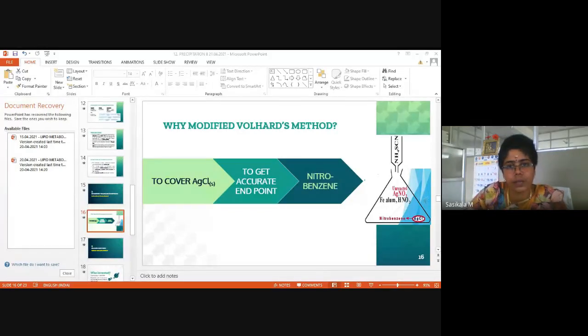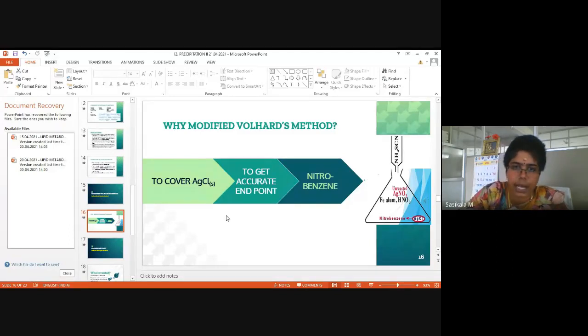How does nitrobenzene cover the silver chloride? Since it is a thick, somewhat viscous liquid, like glycerin or castor oil, though not that viscous, it will be able to coat the precipitate formed. Benzene you would have seen, no. So we get a coated, colloidal precipitate, so that you can get an accurate endpoint.